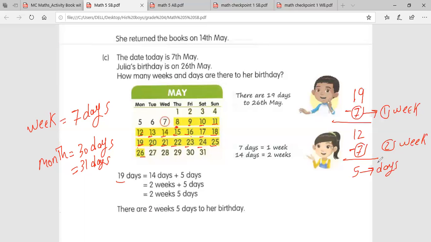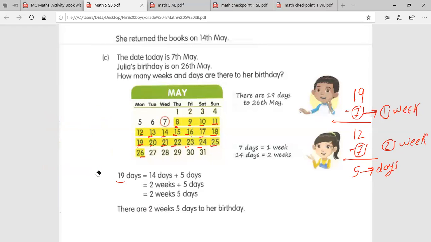Another way, instead of subtracting, to calculate how many weeks we can divide by 7. 19 divided by 7 equals 2. 2 multiplied by 7 is 14. Subtract, we get 5. The quotient is weeks and the remainder is days: 2 weeks and 5 days. You have 2 methods to calculate weeks: divide, or subtract 7 to get the answer. Okay, the next one.